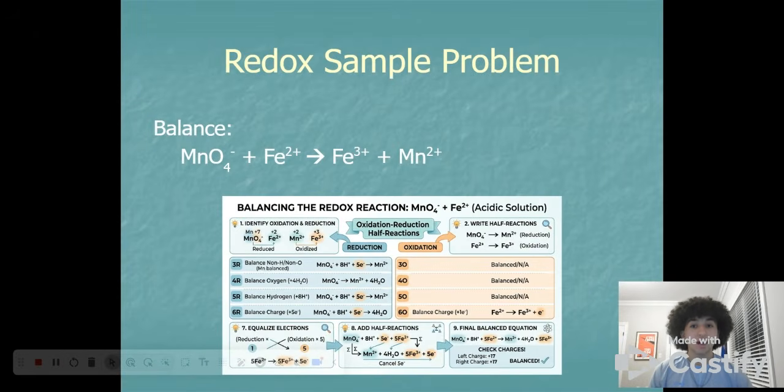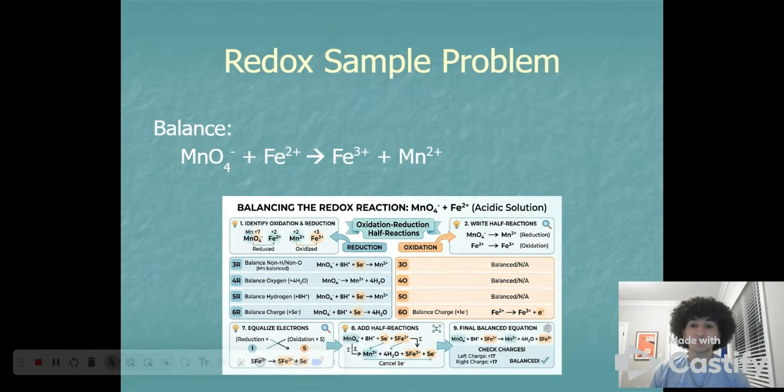Step 8. Add the half reactions. Permanganate ion plus 8 hydrogen ion plus 5 electrons plus 5 iron 2 ion yields manganese 2 ion plus 4 water plus 5 iron 3 ion plus 5 electrons. Cancel the 5 electrons on both sides, so finally you get permanganate ion plus 8 hydrogen ion plus 5 iron 2 ion yields manganese 2 ion plus 4 water plus 5 iron 3 ion.